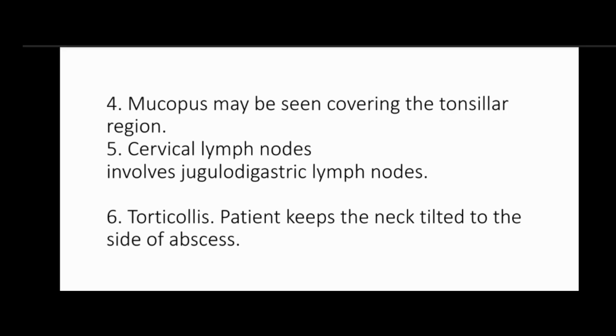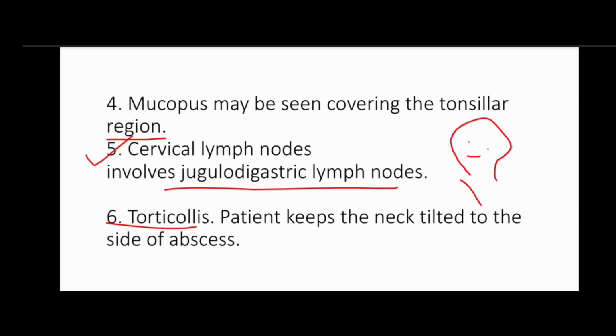And mucopus may be seen covering the tonsillar region and cervical lymph node involved. The main cervical node is the jugulodigastric node, and torticollis. Torticollis means the patient keeps the neck tilted to the side of the abscess. For example, this is the patient. He had a right side quinsy. He turned the neck to the right side only.